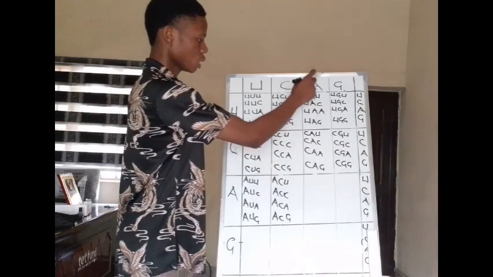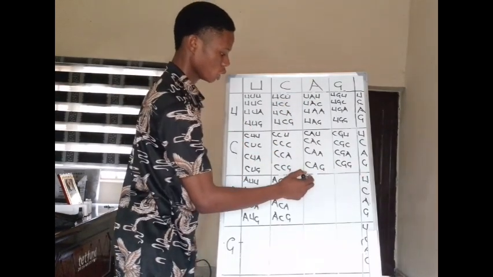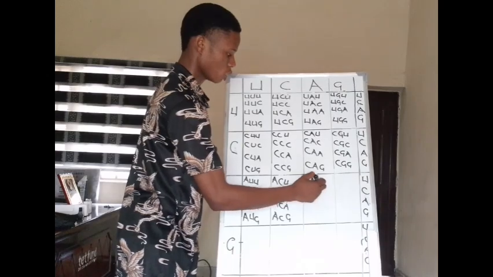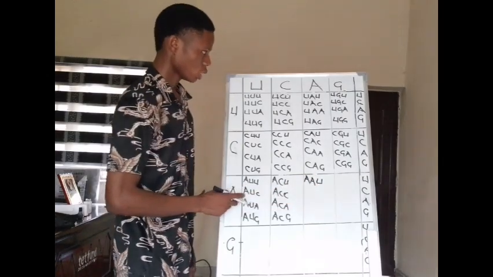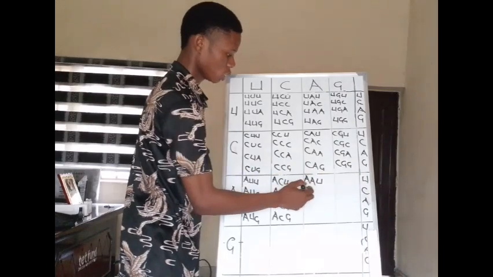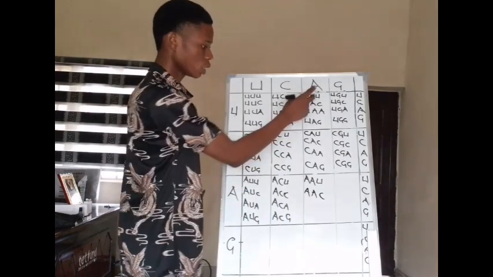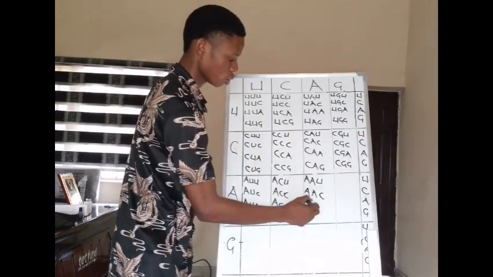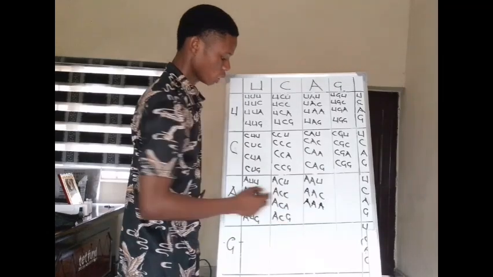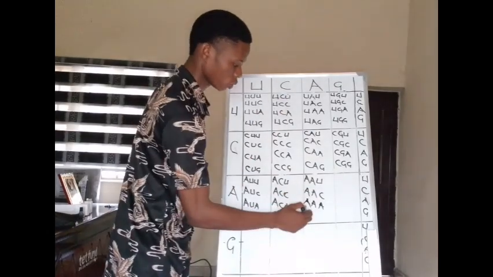This is A, U. This is A, C. This is A, A. And the last one, A, G.